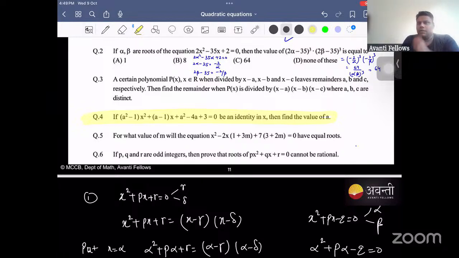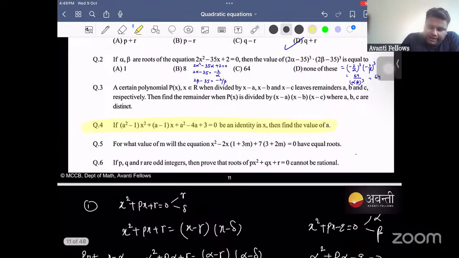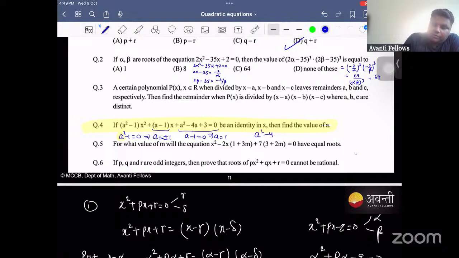Got it? So now what? To make it an identity, a square minus 1 should be 0. That means a is plus minus 1. This coefficient of x, a minus 1, should be 0. That means a is 1. This constant should be 0: a square minus 4a plus 3 equal to 0. That means a can be 1 or 3. So a equals to 1 is the only value at which all the coefficients are getting 0 simultaneously. So a equals to 1 is your answer.